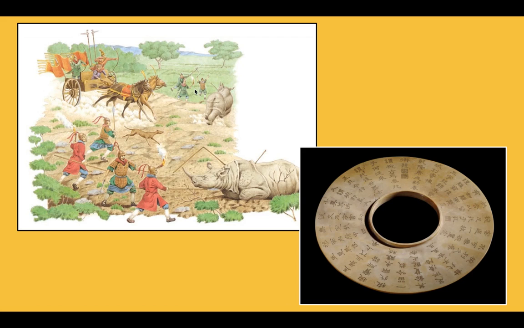So here you can see what hunting might have looked like. They didn't mention rhinoceros, but I found this image. And then this is a jade disc. It lost its color largely, but this is what it would have looked like.